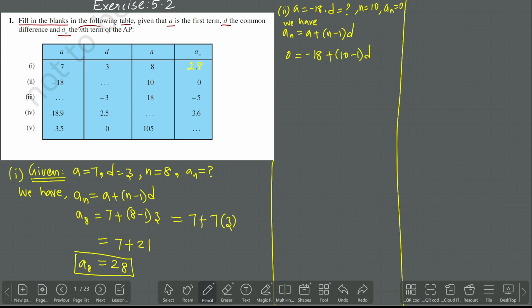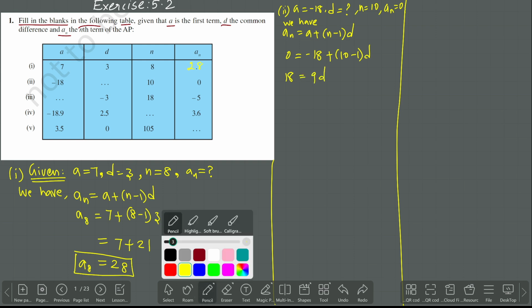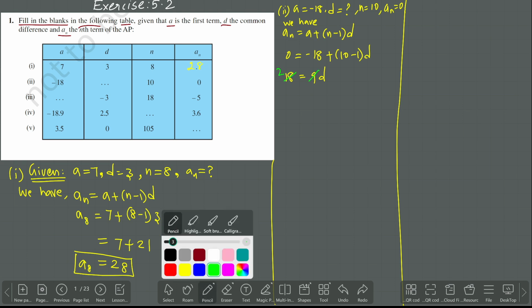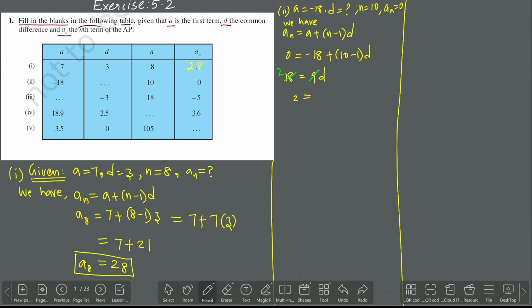Okay. Minus 18 when you send it to the other side, it becomes plus 18. 10 minus 1, 9, D. 9 times how many? 2 times. Then what is the D value? 2. Then 2 equal to D. That's it. Do you understand, children? Is it okay? Now, third.